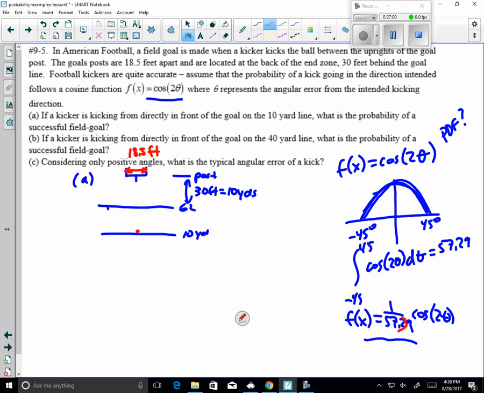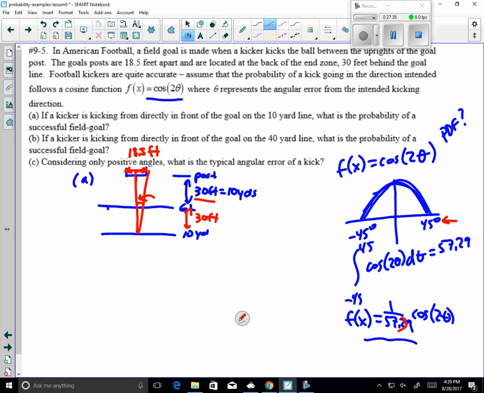Let me switch everything to feet. Here we're going to go with feet. There's 30 feet here, and this is 10 yards, which is also 30 feet. Ultimately, I have to figure out where we are in this probability density function in terms of an angle, because this probability density function is expressed in terms of angles. So I need to find the angles. Let's do a right triangle from here over to the edge of the goalpost so I can figure out this angle. That's the angle of error that I can have and still make the goal.